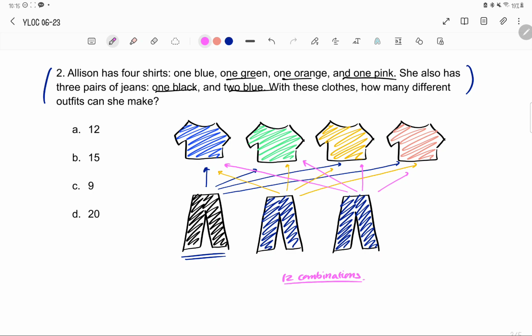And the thing is that if you consider these as the same outfit, because the color of the pants is literally the same, you can also say 8. But we're going to choose A because we don't have that option here.